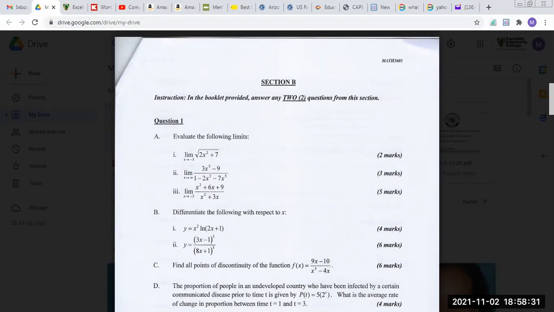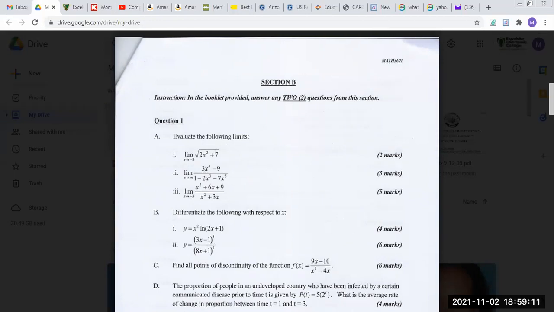The question says, I think this is 2018, if I'm not mistaken, y is equal to x squared ln 2x plus 1. I'm going to show you something because the differentiation of the function, it does not change. Trust the teacher on that, and develop the confidence that I want you to have.